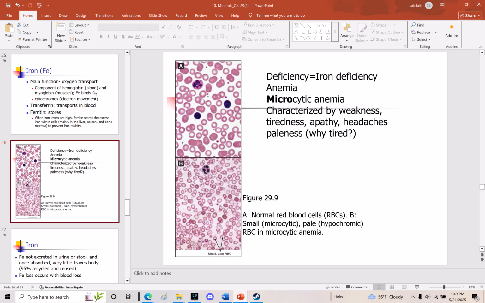If you see megaloblastic or macrocytic, what causes macrocytic anemia? What two vitamin deficiencies can cause macrocytic anemia? Folate and B12. So macrocytic anemia, that's folate and B12. It's also called megaloblastic anemia, or B12 specifically, it's called pernicious anemia. But microcytic anemia, that's iron. That's iron.